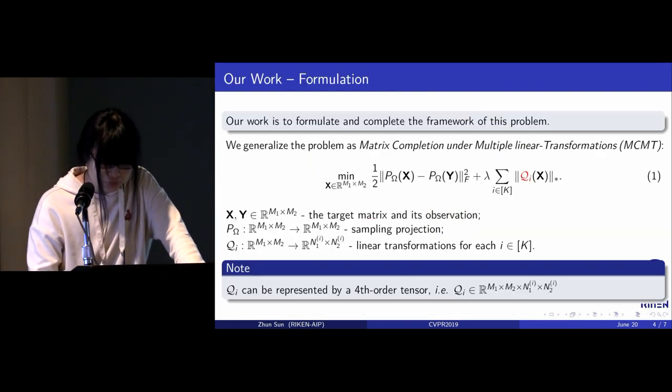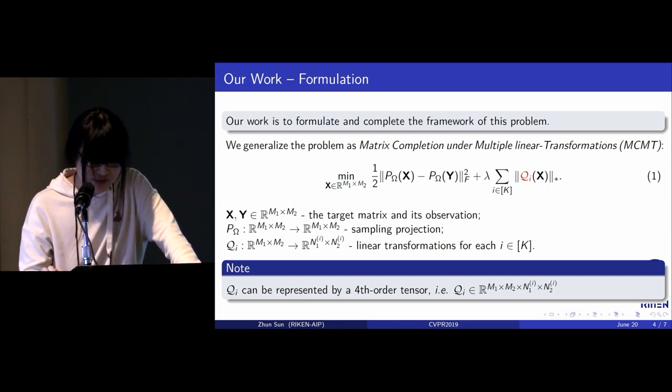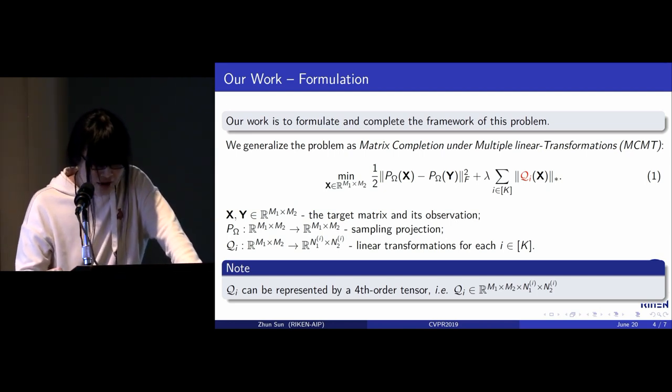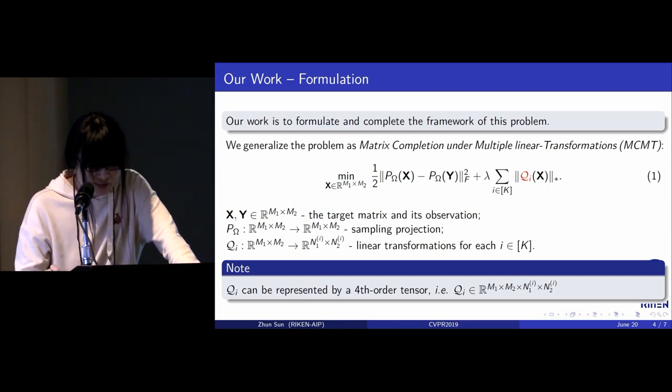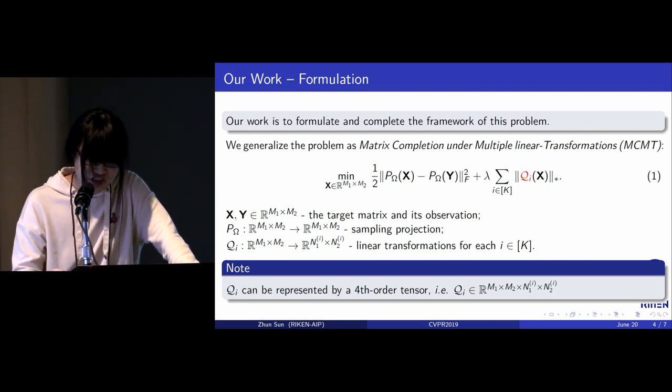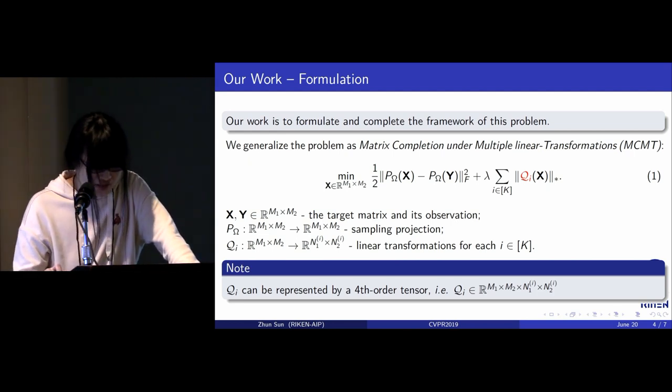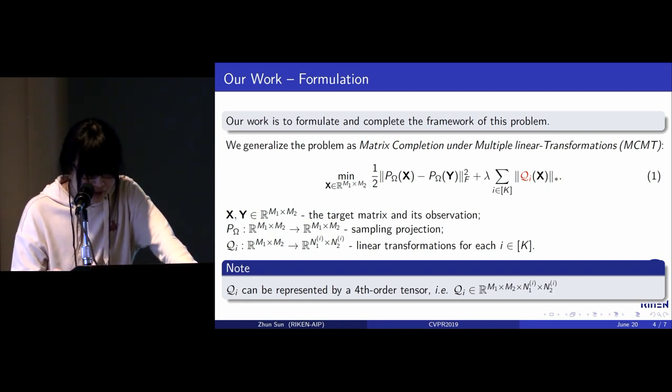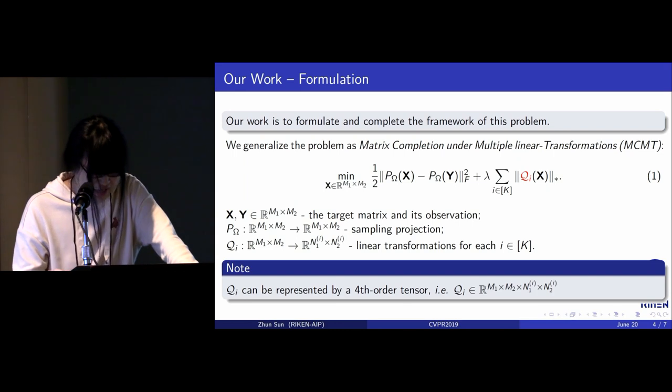So we first propose a generalization of the matrix completion problem, which we call matrix completion under multiple linear transformations, MCMT. The formulation of MCMT is similar to conventional matrix completion, where X is the target matrix and Y its observations. P_Omega is the sampling projection. And here we add the Q_i terms to denote the linear transformations.